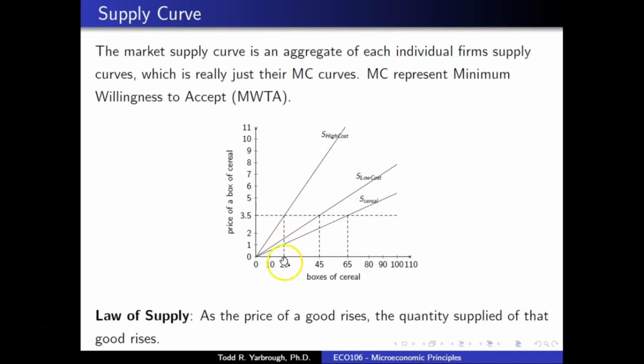So at $3.50, the high-cost firm produces 20 boxes. At $3.50, the low-cost firm produces 45 boxes, and therefore the entire market, which is made up of high-cost and low-cost firms, will produce 65 boxes of cereal. This establishes our law of supply, which says that as the price of a product rises, the quantity supplied will also rise. The willingness of firms to supply to the market will rise. Notice that regardless of whether you're a high-cost firm or a low-cost firm, as the price rises, your quantity supplied, your willingness to supply, will also rise.